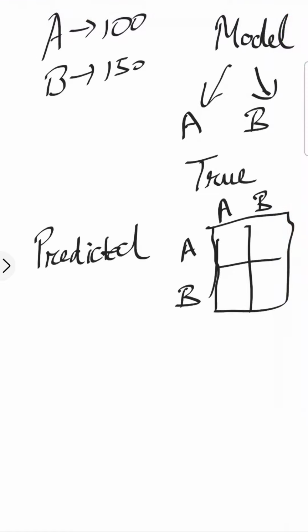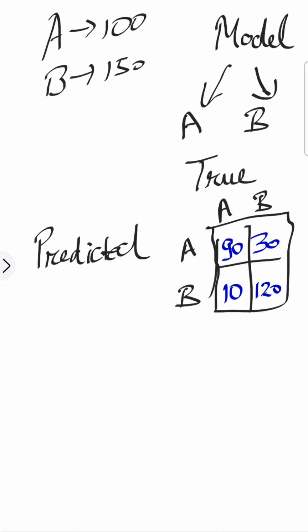Now let us say out of 100 samples belonging to class A, 90 were correctly identified as class A and 10 were incorrectly identified as class B. Similarly for class B, let us say 30 were incorrectly identified as class A and 120 were correctly identified as class B.